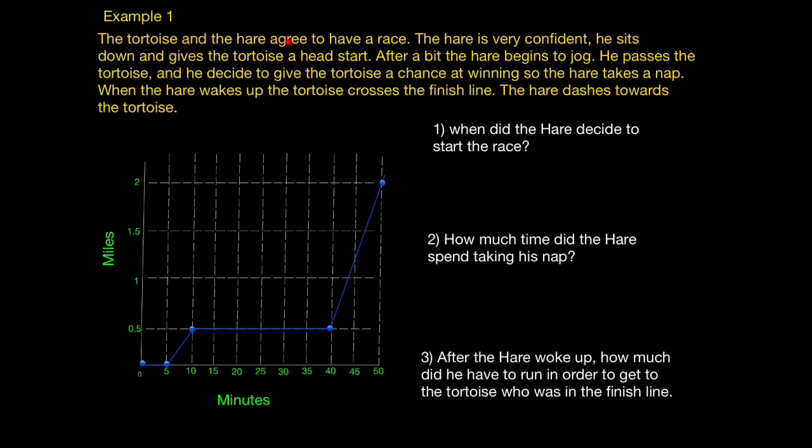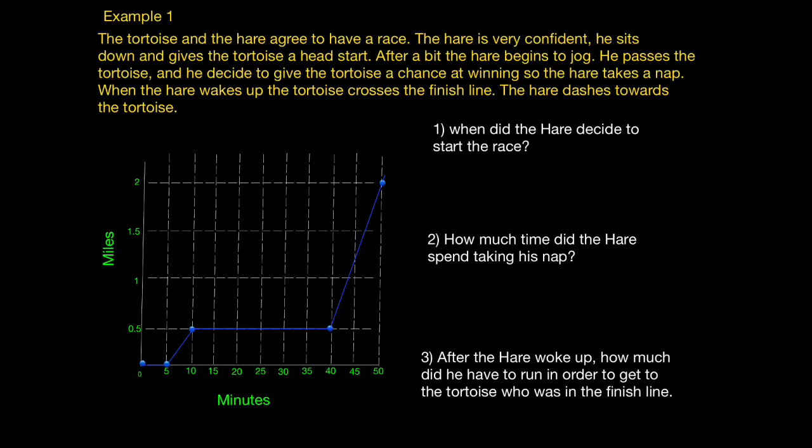The tortoise and the hare agree to have a race. The hare is very confident. He sits down and gives the tortoise a head start. After a bit, the hare begins to jog. He passes the tortoise and he decides to give the tortoise a chance at winning, so the hare takes a nap. When the hare wakes up, the tortoise crosses the finish line. The hare dashes towards the tortoise. Now we have to use the context and the graph in order to answer questions 1 through 3.